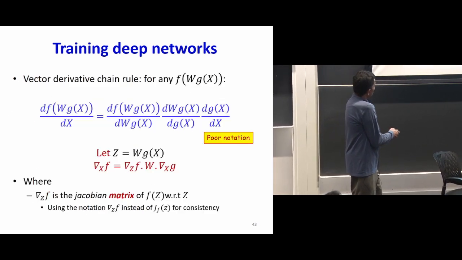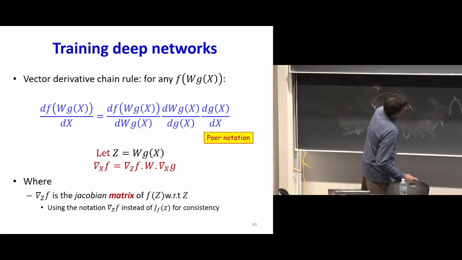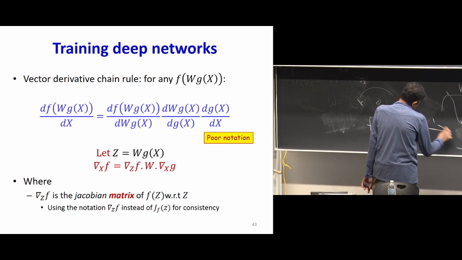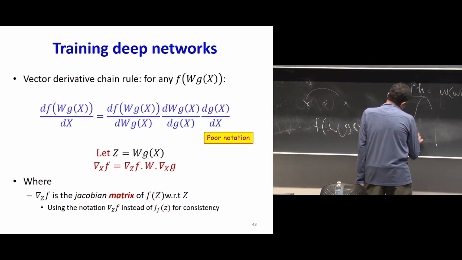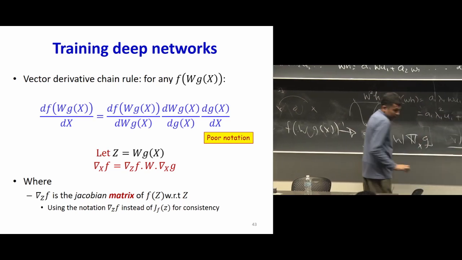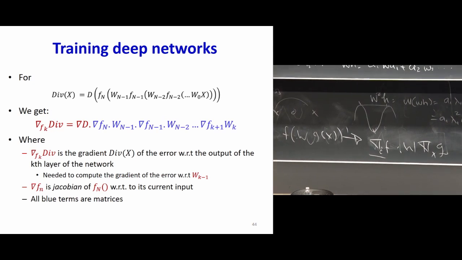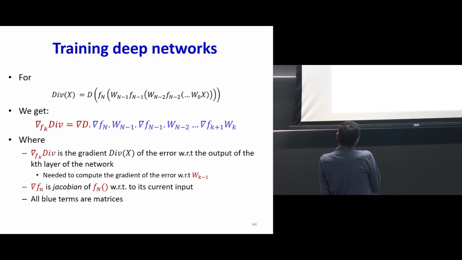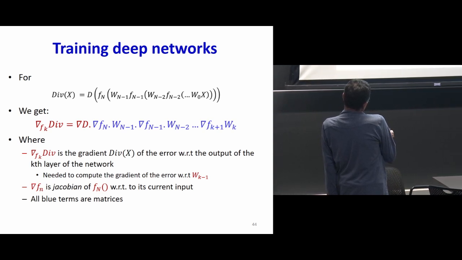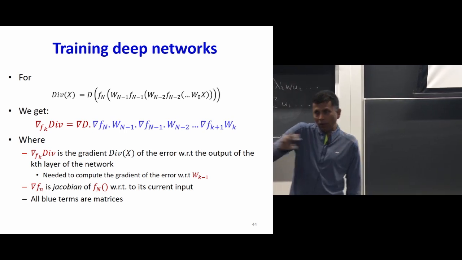Let me write this down. If I have f of w of g of x, then when I write the derivative, this is going to be the derivative of f with respect to its argument times w times the derivative of g with respect to x. We're just using this simple chain rule. And if I use this chain rule, this term here is going to be the derivative of d with respect to its arguments times the derivative of f with respect to its arguments times this weight matrix, times the derivative of this one with respect to its arguments times this weight matrix, times the derivative of this one with respect to its arguments, and so on. It's just the chain rule applied. I'm just multiplying all of these derivatives left to right.